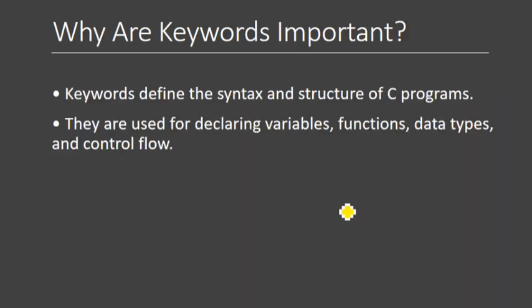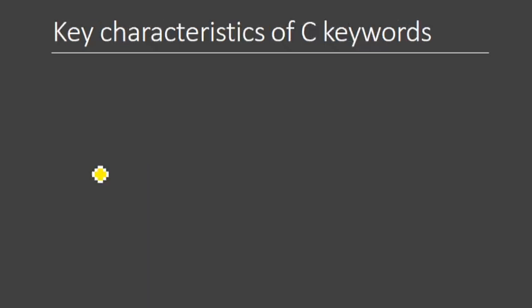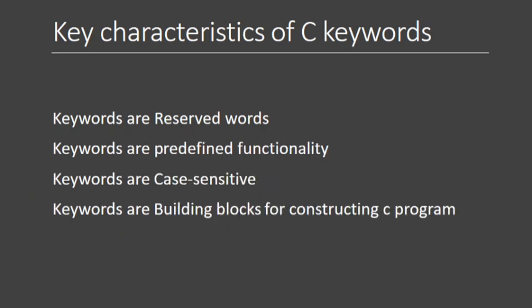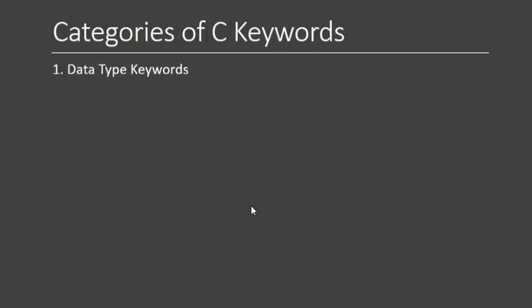Why are keywords important? Keywords define the syntax and structure of a C program. They are used for declaring variables, functions, data types, and control flow. The key characteristics of C keywords: keywords are reserved words, keywords have predefined functionality, keywords are case sensitive, and keywords are the building blocks for constructing a C program.